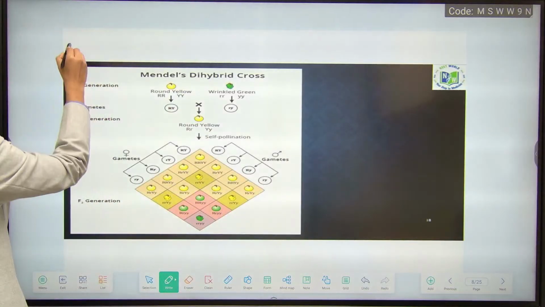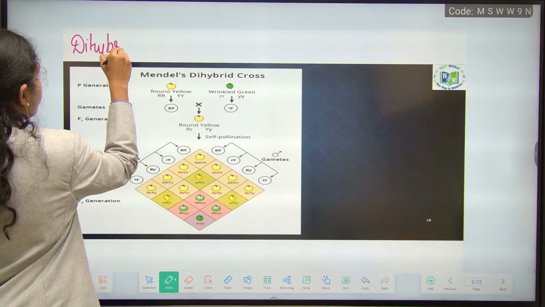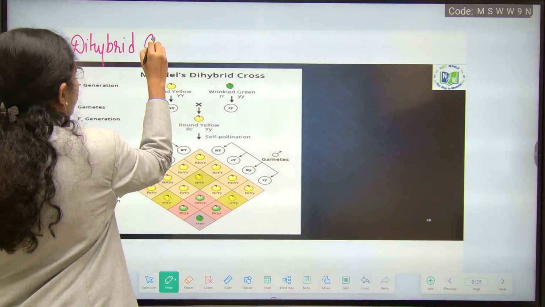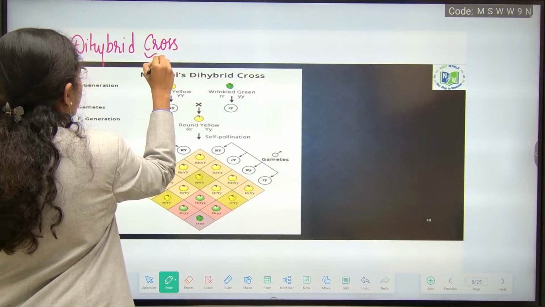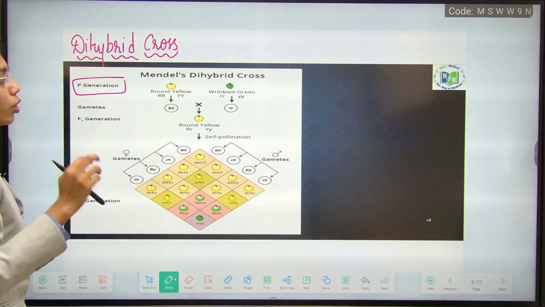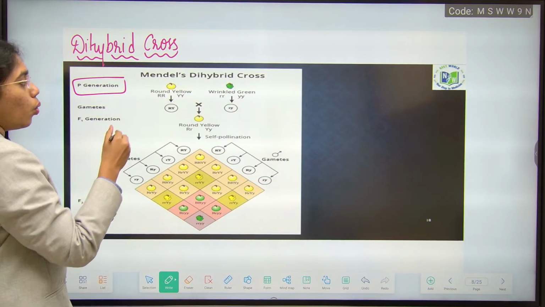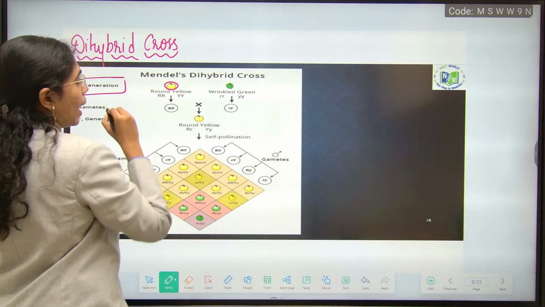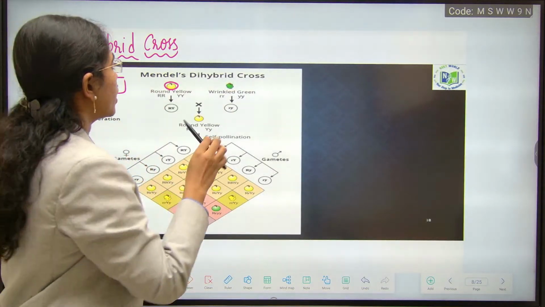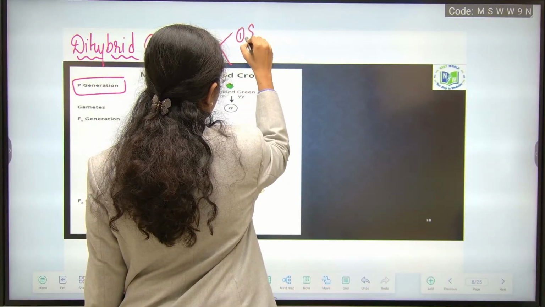In the dihybrid cross, if you observe, in the parental generation, two traits were taken, two characters are considered here. One is seed color and then seed shape. Here what are considered? Two characters.